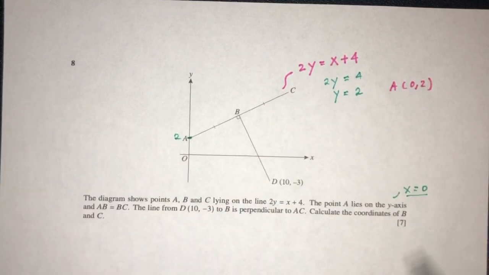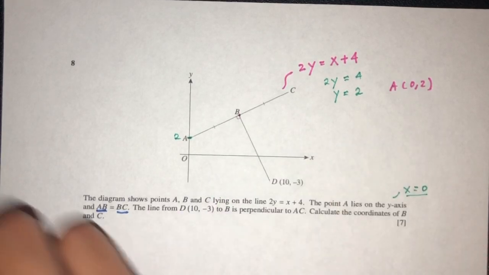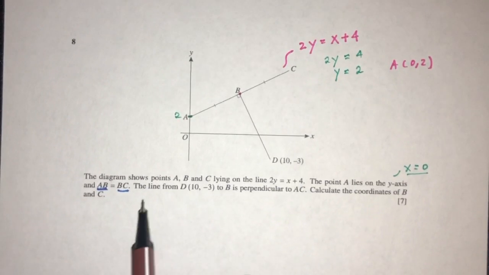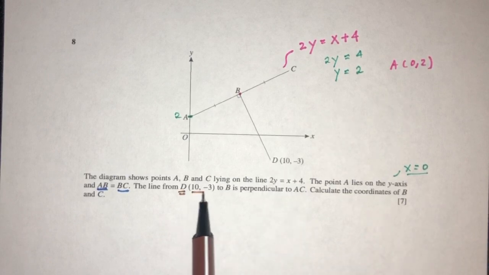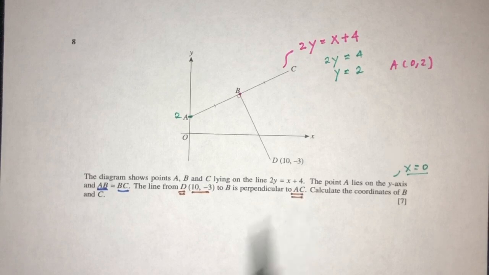Okay, now what else? The length of AB is equal to the length of BC, as we can see right here, which means B is the midpoint of AC. Good to know. Now what else do we need to know? The line from D, which is this point (10, -3), to B is perpendicular to AC. Now find the coordinates of B and C.